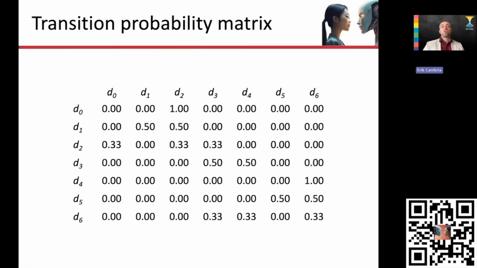Then if I want to convert this into a probability, I have to normalize it. So those two ones that I had here become 50% probability because I had 2. In this case, because I had 3, it becomes 0.33, and so on.